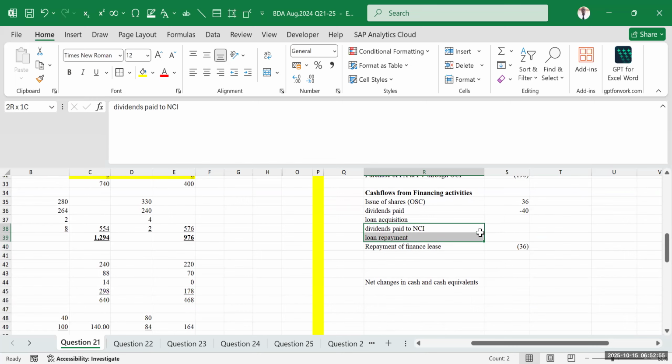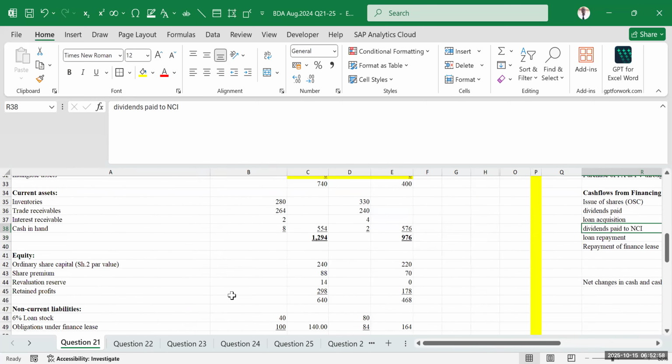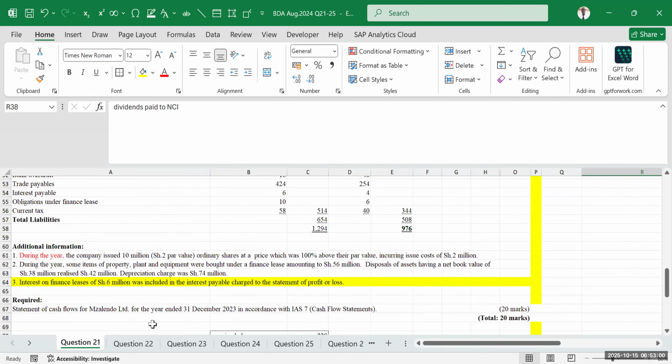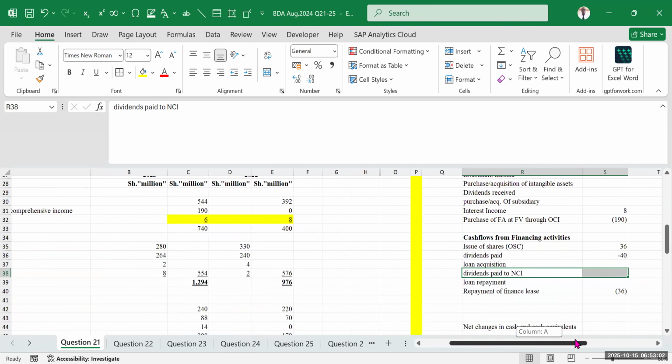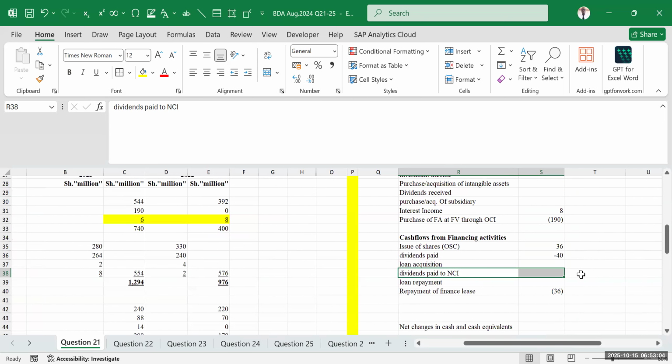I've not seen dividends paid to NCI. It was not mentioned in the income statement, and in the additional information I've not heard or seen any NCI mention. But if there is, members, feel free to give your opinions. Now, was there any loan acquired or was there any loan paid? We might sometimes have both acquisition and repayment at the same time, or we can have either an acquisition or a repayment. So both of them are valid.